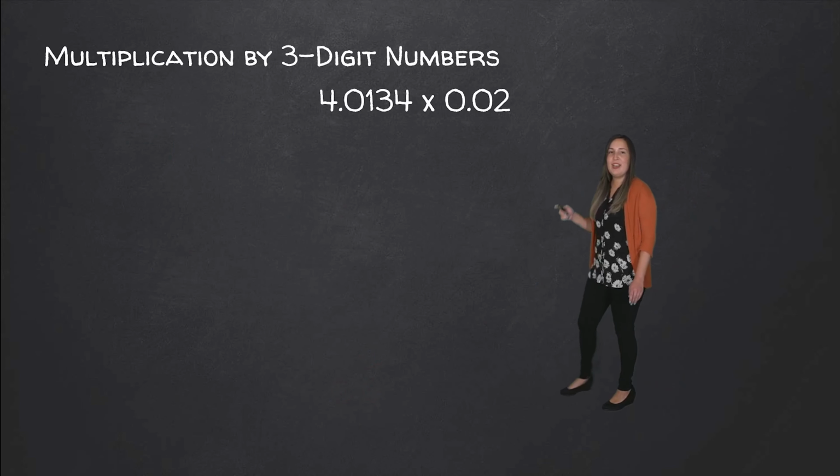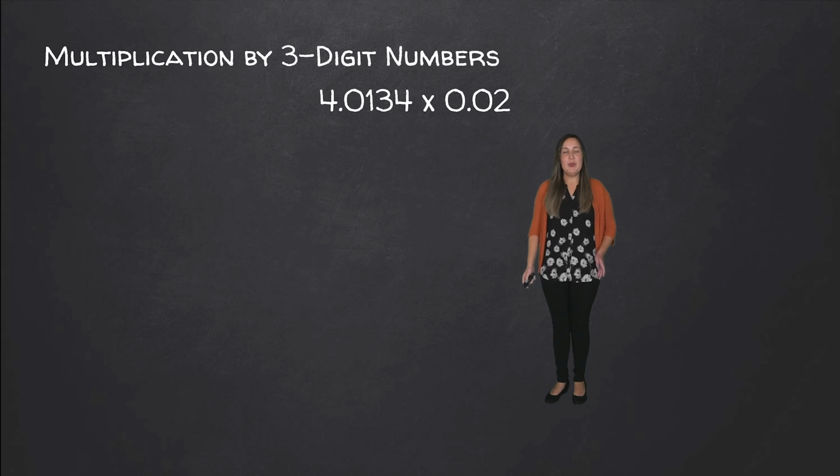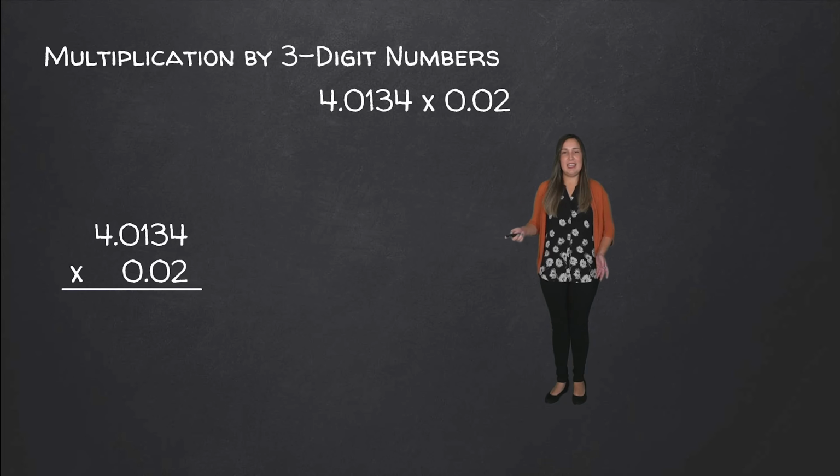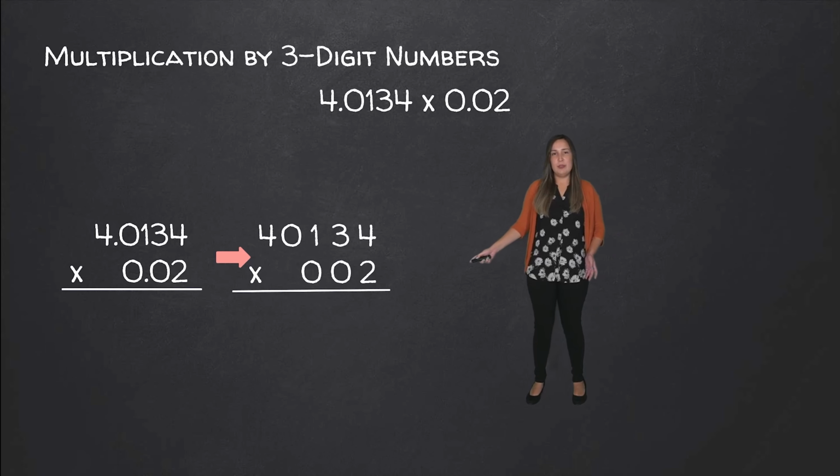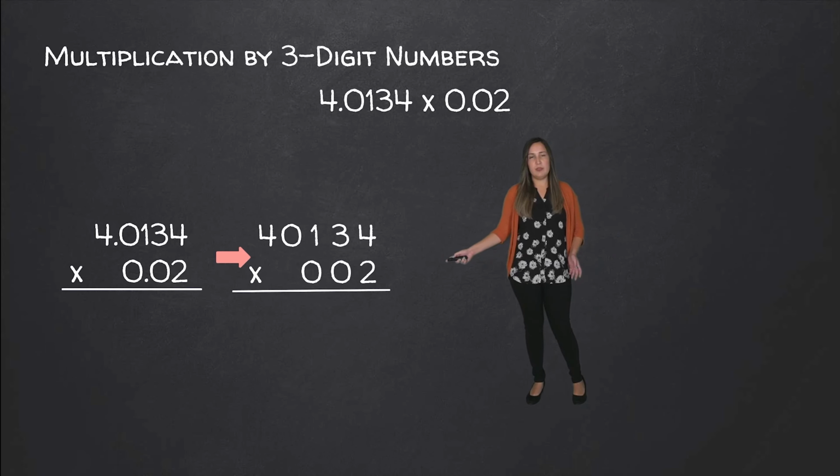And now let's do our final example. Here we have 4 and 134 10,000ths times 2 tenths. We're going to take this problem and rewrite it so that it's vertically and easier for us to multiply. Then we're going to rewrite it without decimals. Now, you don't need the 2 zeros in front of the 2, but I just put it there so you could visualize it if you did need to see it.